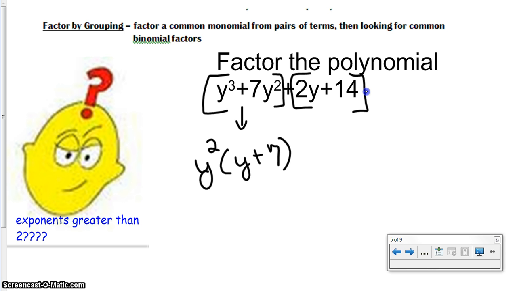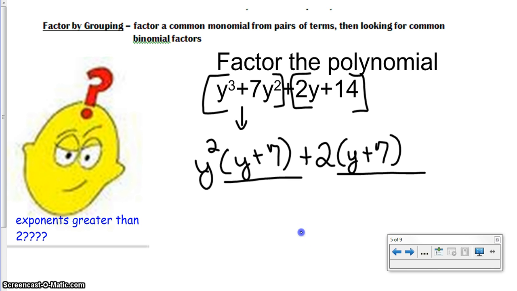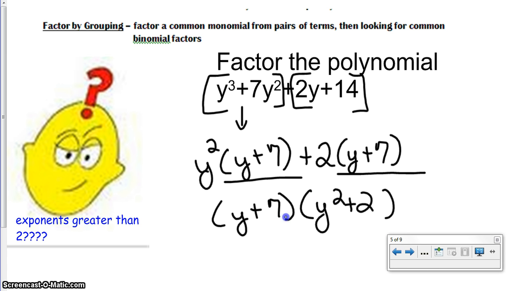Hey, do these have a common factor? Sure they do, Mrs. Rose. Positive 2. What is the remaining sum? Y plus 7. Hey, I have a common binomial factor. Y plus 7. I have a remaining sum. Y squared plus 2. I don't know how to factor y squared plus 2, so this is my polynomial in factored form.